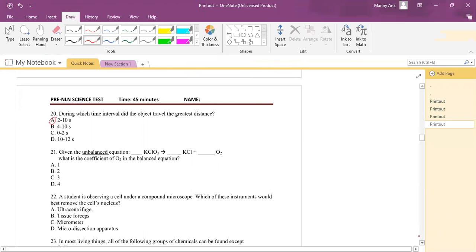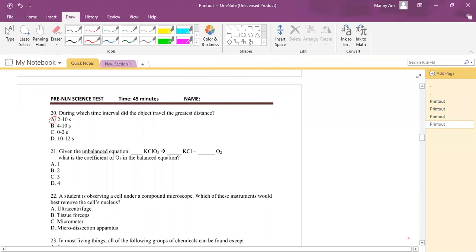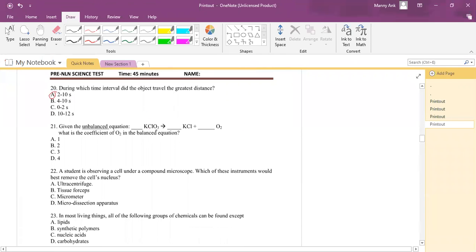(21) Given the balance equation, what is the coefficient of oxygen in the balance equation? Oxygen. All right, let's see if we can balance this. We have 3 here. I'm going to look at the oxygen. You have 3 here, but you have 2 here, right? So what we could do is make sure we have the same number of atoms on both sides of the arrow. To do that, we can think about the common multiple for these numbers, right?